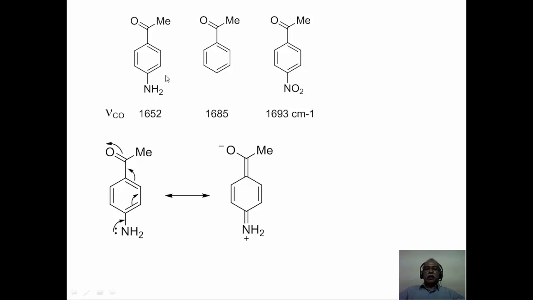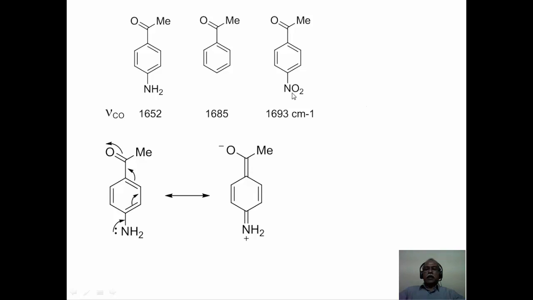Now what happens when you have an electron donating group in the para position? This is the kind of resonance effect the para amino functional group is going to have on the carbonyl of para-aminoacetophenone. You can see the canonical structure has a carbon-oxygen single bond, and the other canonical structure has the carbon-oxygen double bond. So the bond order essentially gets decreased because of the electron delocalization onto the carbon-oxygen bond here. As a result of that, the stretching frequency also decreases when you go from acetophenone to para-aminoacetophenone.